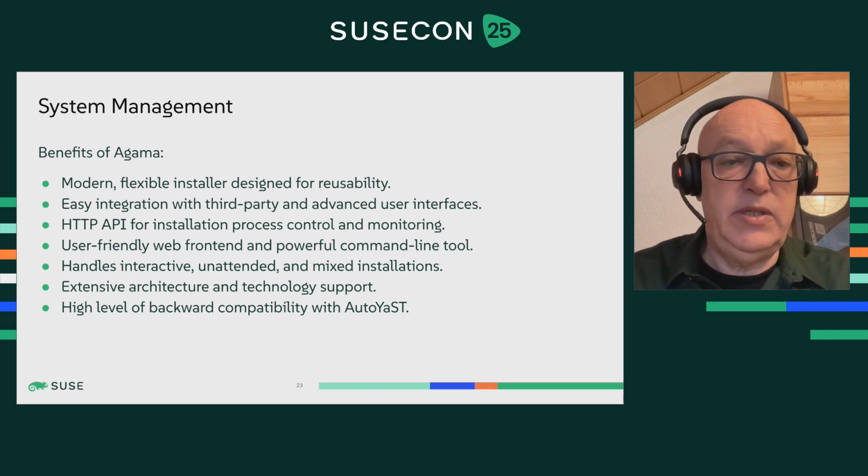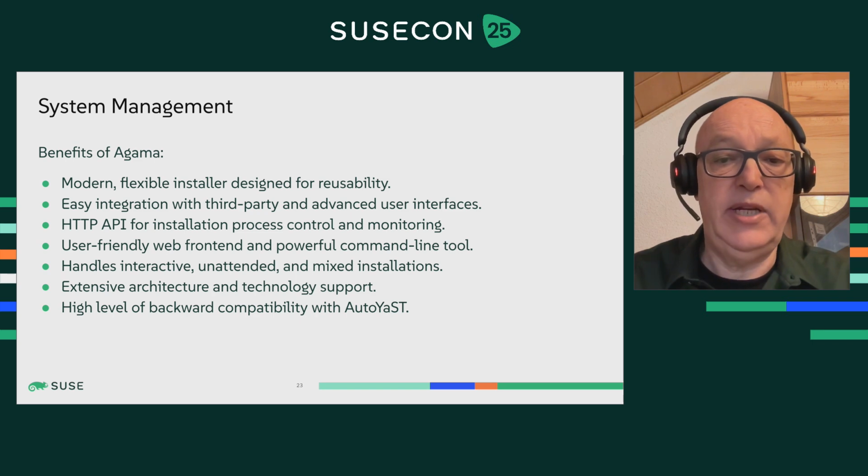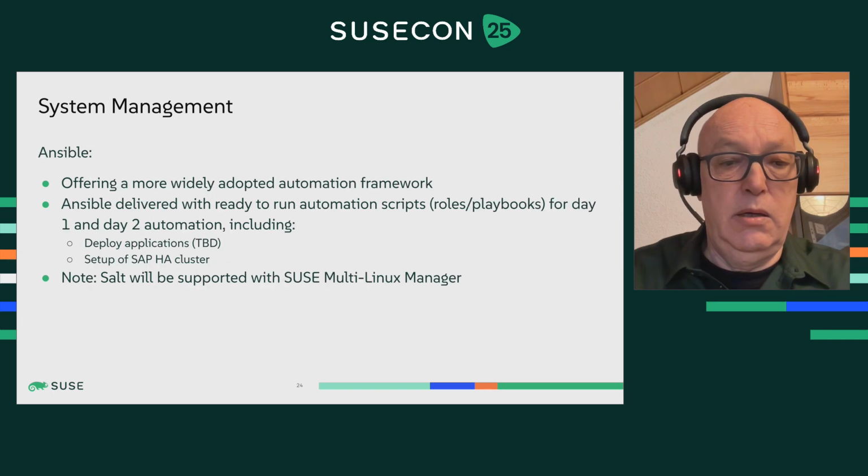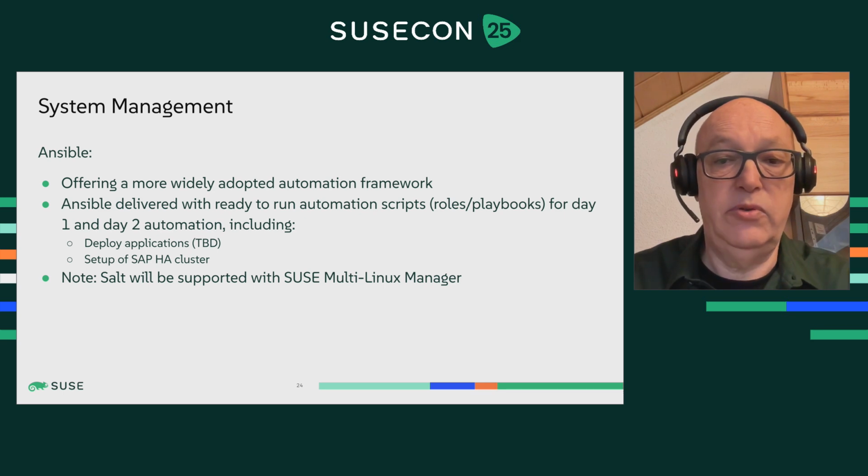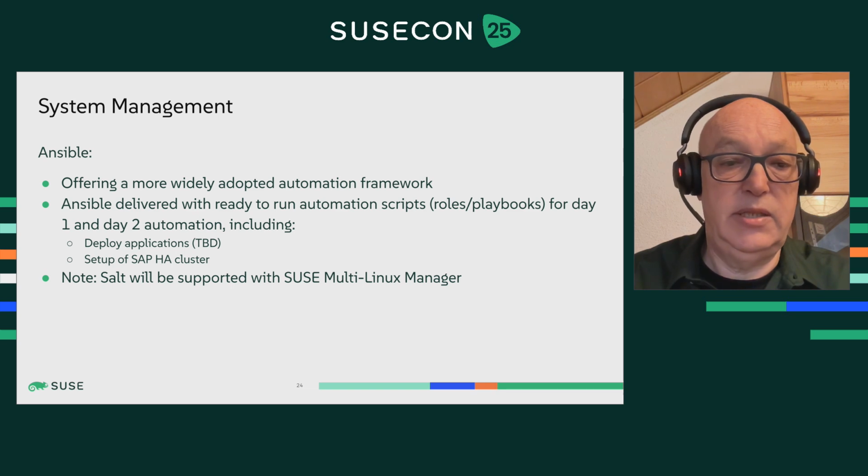The benefit of using Agama is that it's a more modern, flexible installer, which can be used via an HTTP API for installation process and control. And it has a user-friendly web front end as well as powerful command line tools. System management also includes the automation framework Ansible, which is widely adopted, and Ansible will be delivered with ready-to-run automation scripts, roles and playbooks for day 1 and day 2 automation, including deploying applications or setting up an SAP high availability cluster. Note, Salt will still be supported with SUSE Multi-Linux Manager.